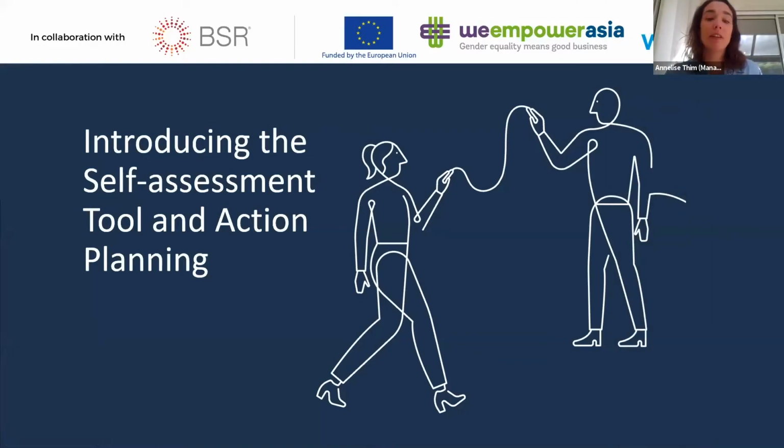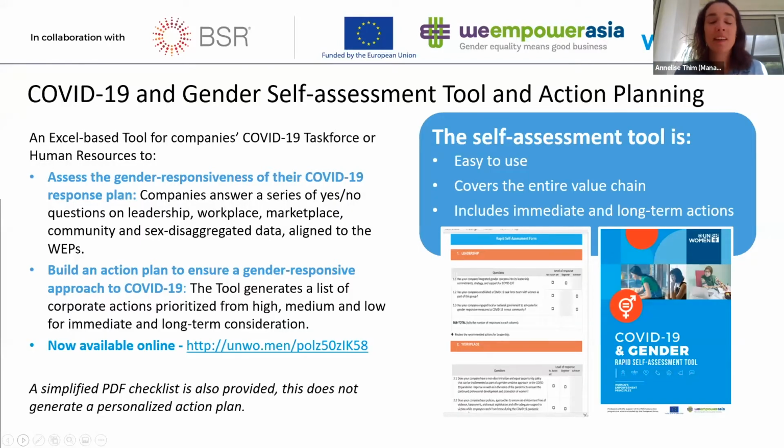So what can your company do practically now to begin addressing these? The first step really needs to start with understanding the current situation and the response that you are putting into place. With UN Women, we've developed a rapid self-assessment tool to help companies do this. This has two formats: a simplified questionnaire in a PDF, and also an Excel-based tool that I'm going to provide a little bit more information on. This was released last week and is available online publicly for you to access.